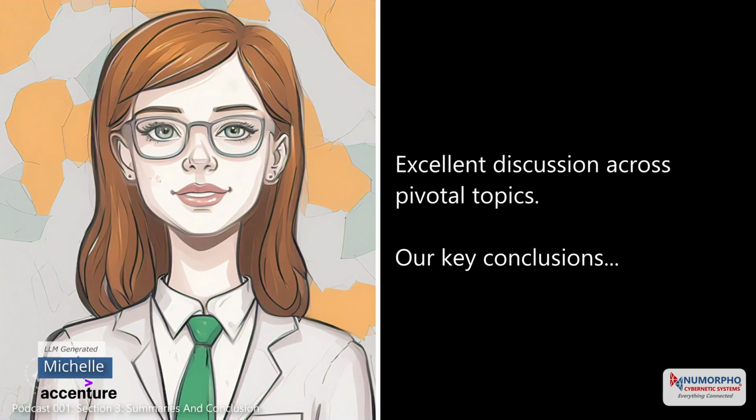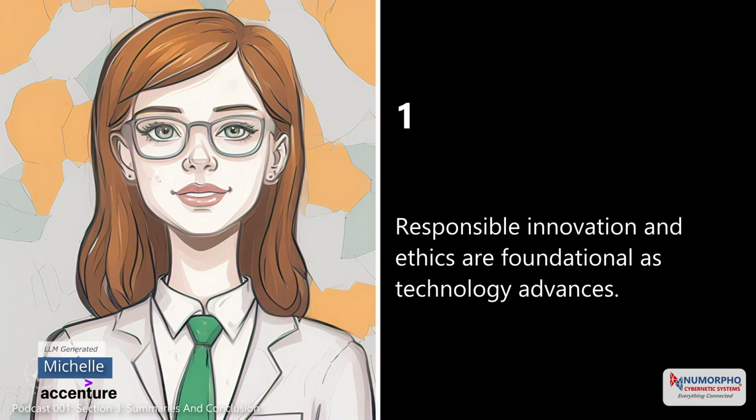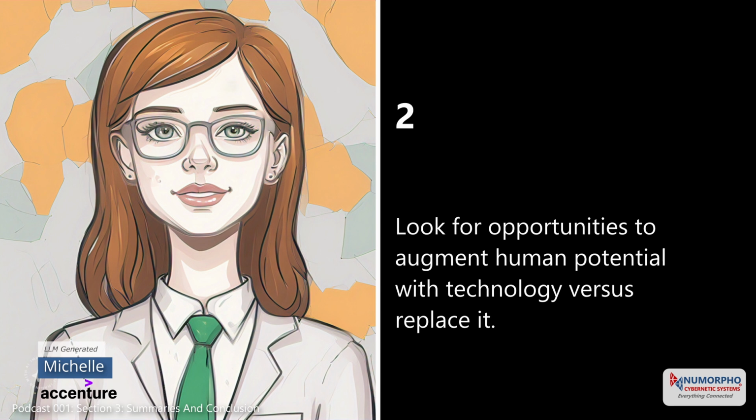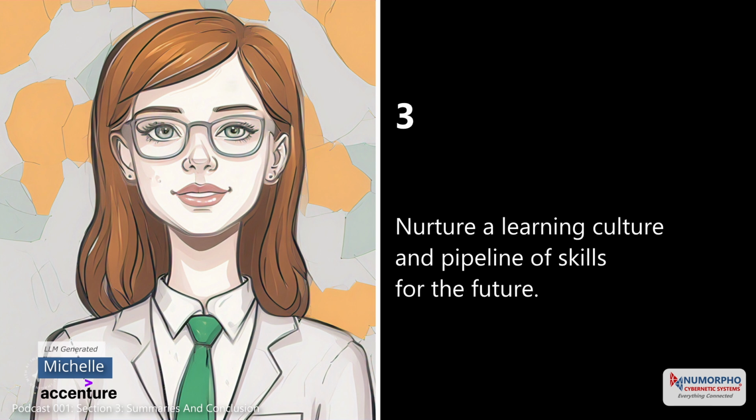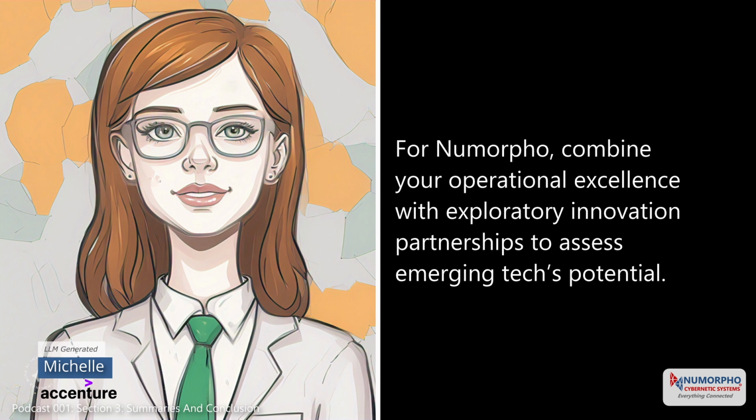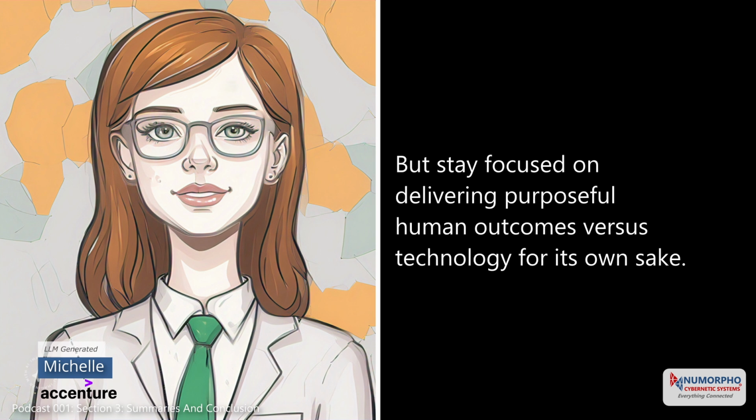Excellent discussion across pivotal topics. Our key conclusions. 1. Responsible innovation and ethics are foundational as technology advances. 2. Look for opportunities to augment human potential with technology versus replace it. 3. Nurture a learning culture and pipeline of skills for the future. For Numorpho, combine your operational excellence with exploratory innovation partnerships to assess emerging tech's potential. But stay focused on delivering purposeful human outcomes versus technology for its own sake.